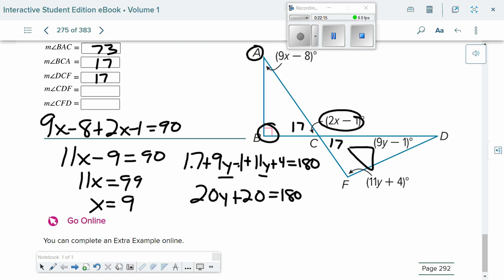I can go ahead and subtract 20 from both sides. I get this. And I'm going to divide both sides by 20. I get y is equal to 8. So I got these last 2 angles I got to find. I'm going to find the 9y minus 1, which is CDF. 9 times 8 is 72. 72 minus 1 gives me 71. And 11 times 8 is 88. And 88 plus 4 is 92.